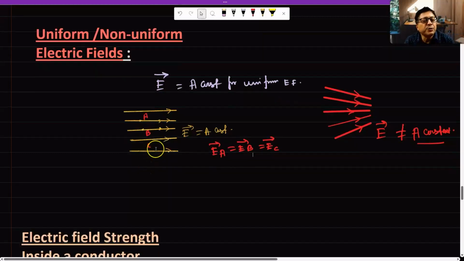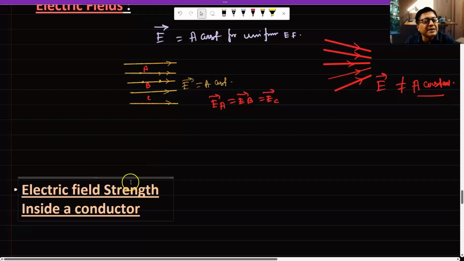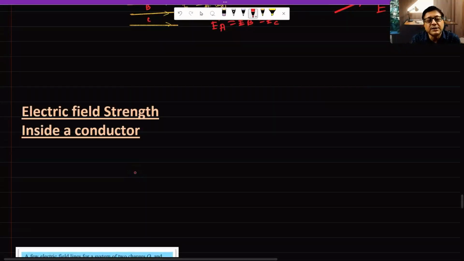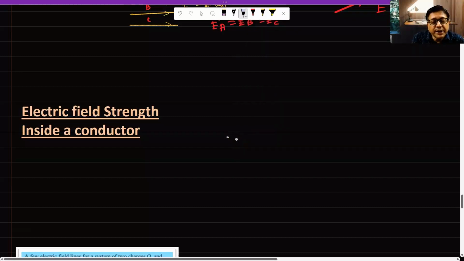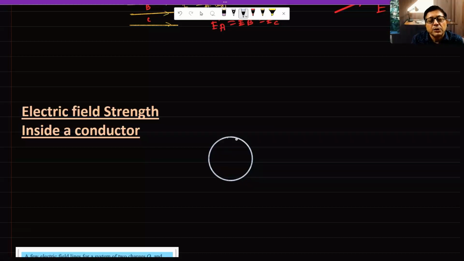Now the question is, what will be the strength of electric field inside a conductor? Does it exist? Electric field lines never pass through a conductor. This is one of the properties. Electric lines of force or field lines never pass through a conductor. So E will always be equal to 0 here. Inside a conductor, electric field strength will never exist. E is equal to 0 if this is a conductor. What is the reason? Because no line of force can pass through a conductor.